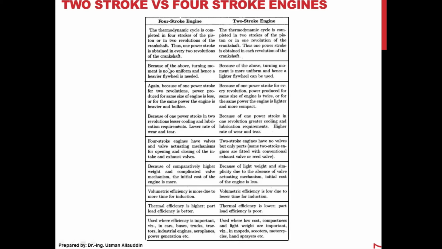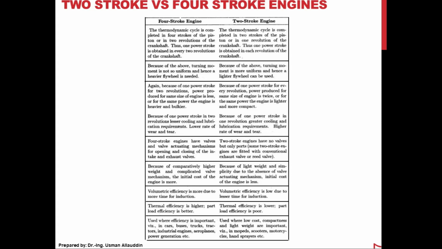Second point, because of the above, that is, we get power on every second revolution of the shaft, the turning moment is not so uniform, and hence a heavier flywheel is needed. So if you find an engine which has a heavy or bigger flywheel, then you can say that this is a four-stroke engine. This thing will be done in the practical viva. So you will have the practical viva.